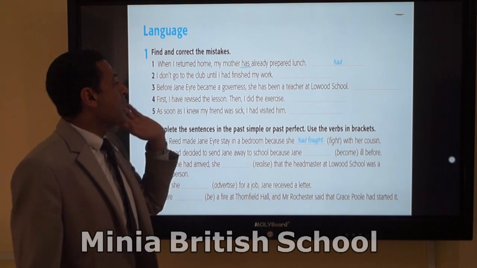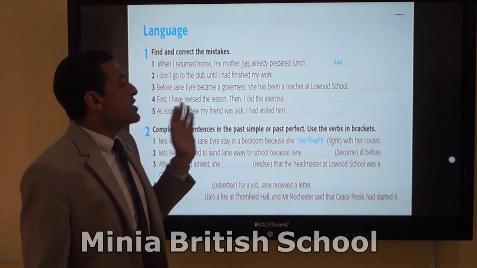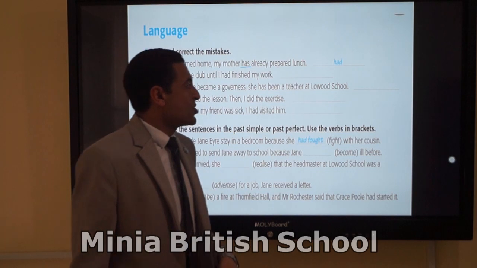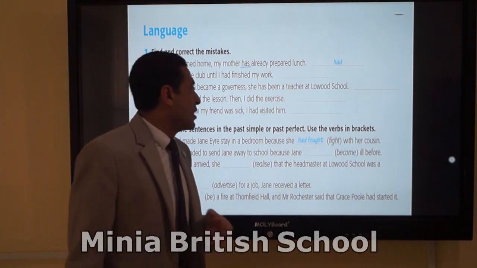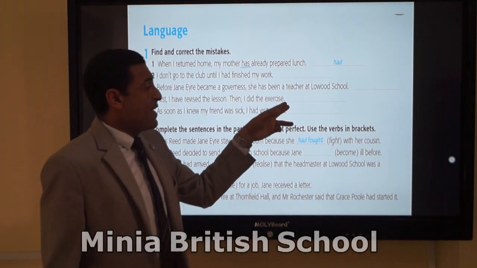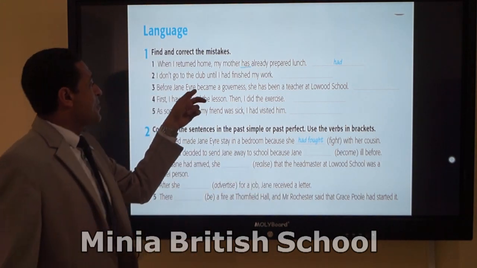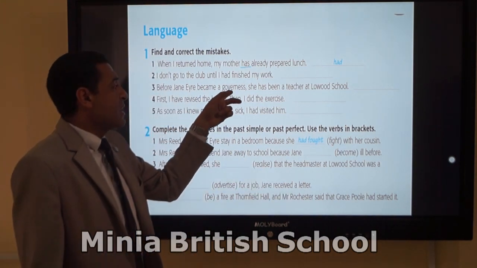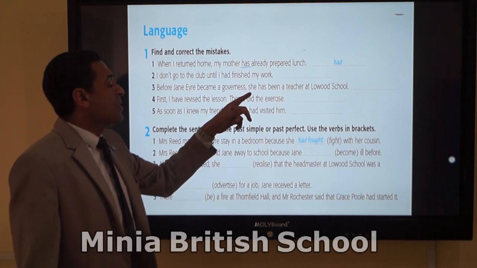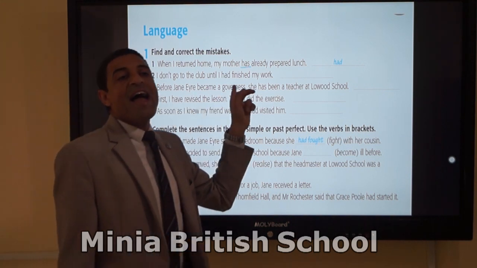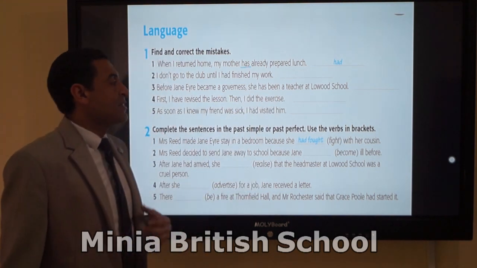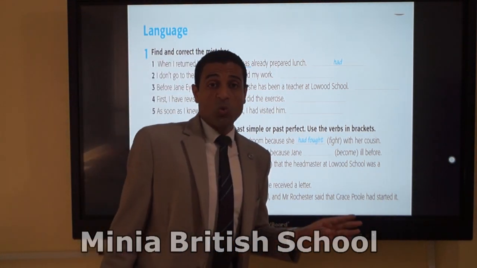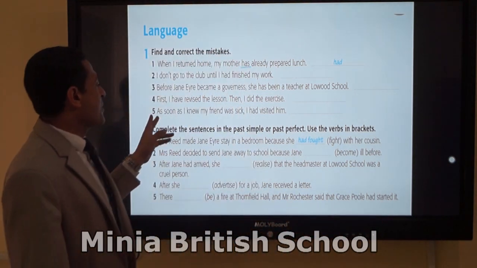Before Minia became a governess, she has been a teacher at Luke's school. She has been, I have here before, and this is the second action, she became a governess. But before that, she had been a teacher at Luke's school.